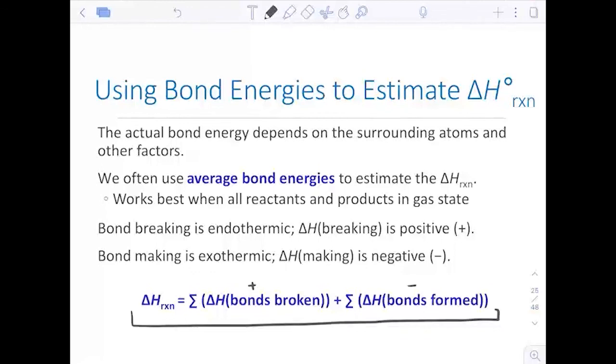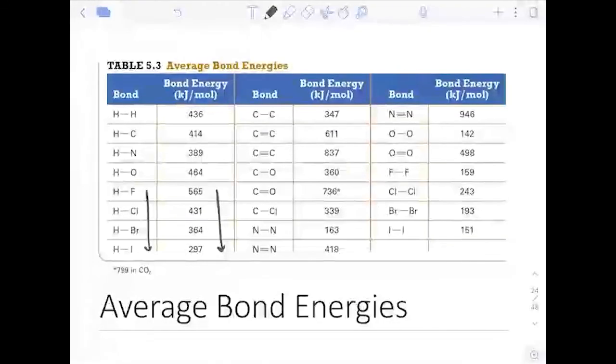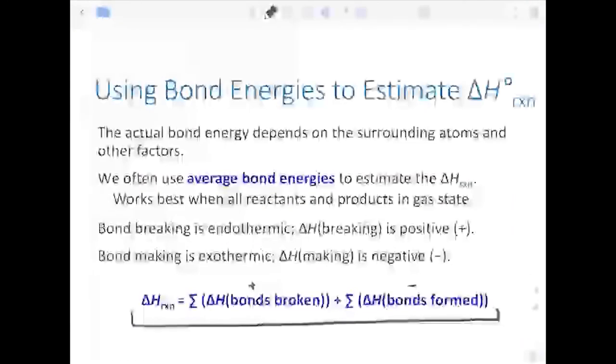If we want to use this chart up here, these are all the bond energies, the cost for breaking. Now, the income for forming these is just the negative. So you slap a negative on it if it's formed. You would use the positive if it's being broken.